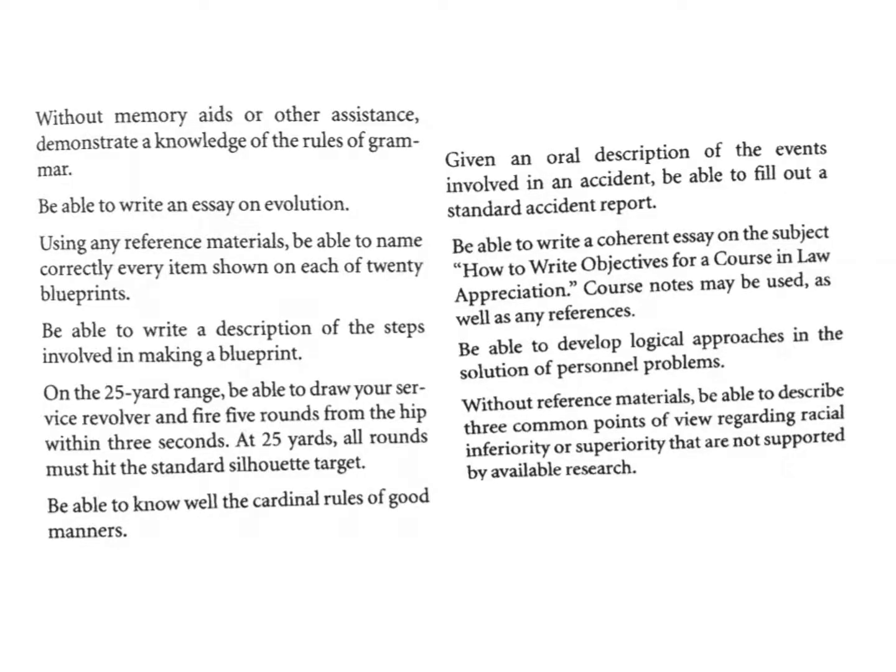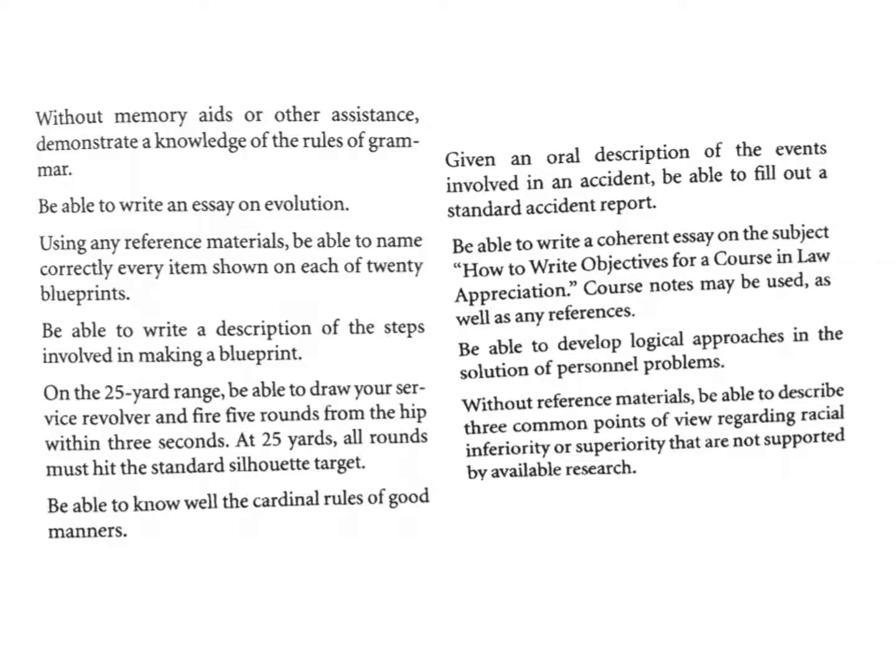Here are some examples of goals from Mager's text. Let's look at the one on the top left. Without memory aids or other assistance, demonstrate a knowledge of the rules of grammar. This includes good conditions, without memory aids or other assistance, but does not clearly state an objective target behavior or outcome. How about the second goal? It includes one of the 3 components, but not the other 2. Which component is included? The third goal includes all components of a good goal: conditions, using any reference materials, behavior, name, and outcomes, every item out of 20 correctly.